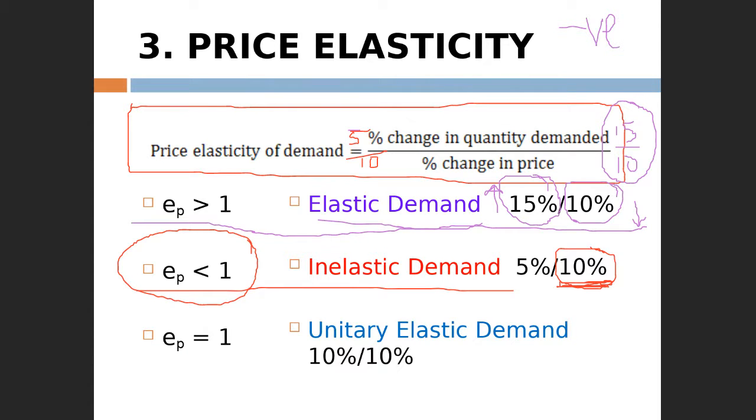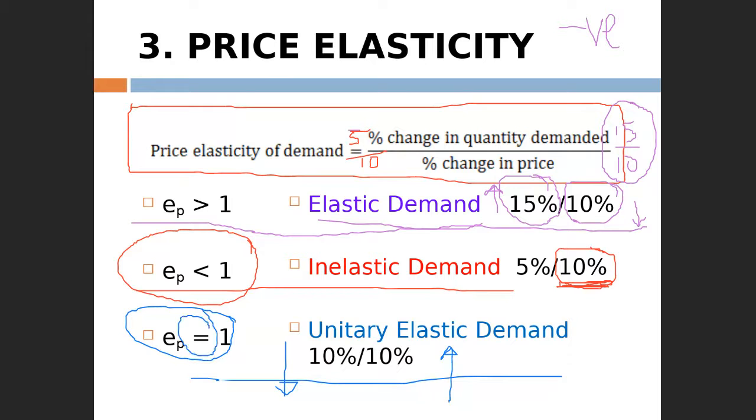Finally, we have this situation. This is my blue line, a unitary elastic demand where EP is equal to 1. What happens here is the price of Budweiser goes up by 10%. Demand falls for Budweiser, but by exactly the same percentage, 10%. 10 over 10, and therefore this is equal to 1. It's 10 over here, 10 over here, and they cancel out. It is equal to 1. Questions?